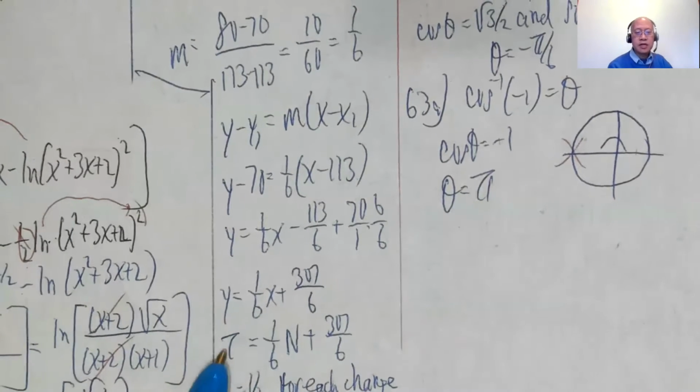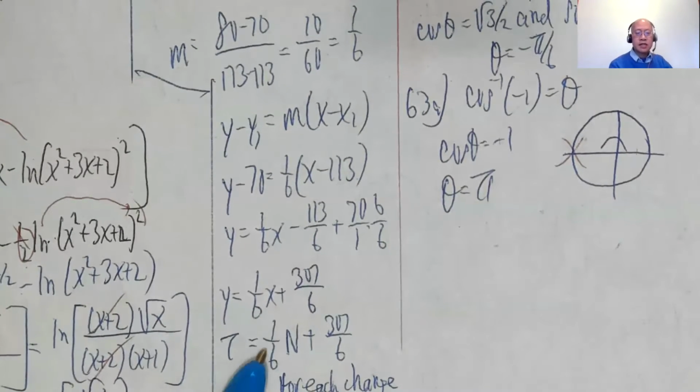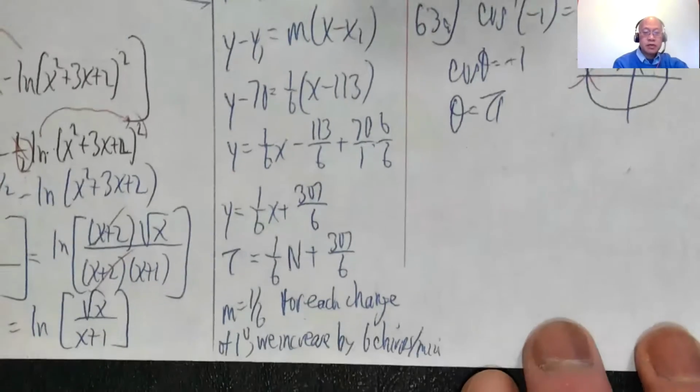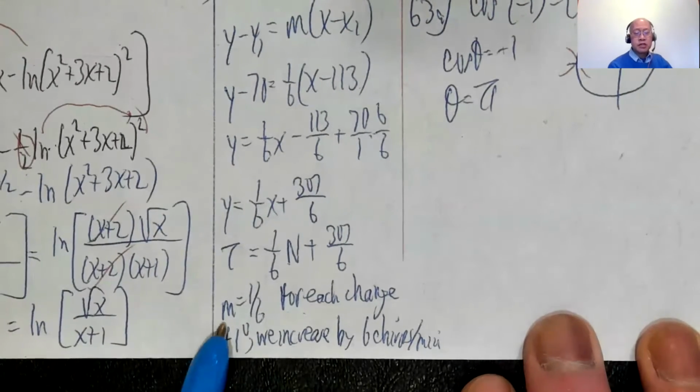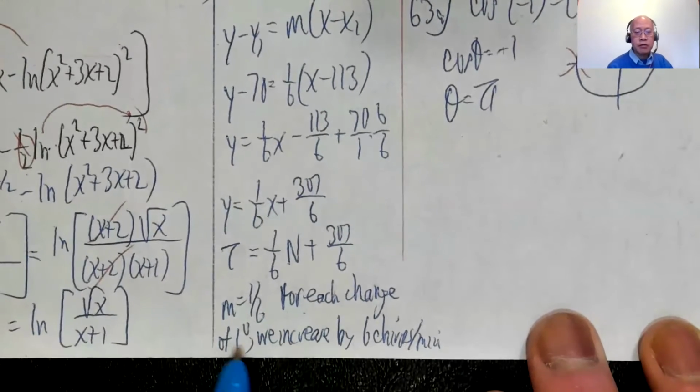Change y and x to T and N. So T equals 1/6 N plus 307 over 6. Slope is 1/6, which means for each change of 1 degree, we increase the chirping by 6 chirps per minute.